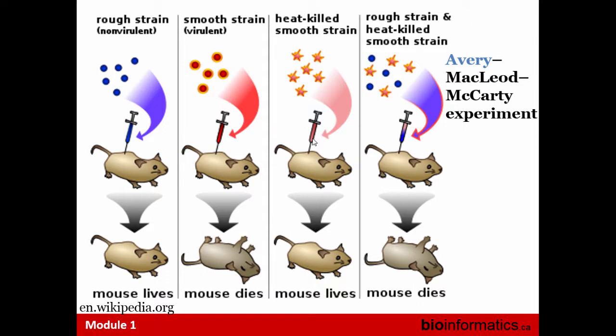All right, so kill the pathogen, happy mice. But then rough strain mice plus nucleic acid. So, rough strain plus DNA from smooth strain equals bad rough strain equals dead mice. So, Oswald Avery's paper, changing the world forever.